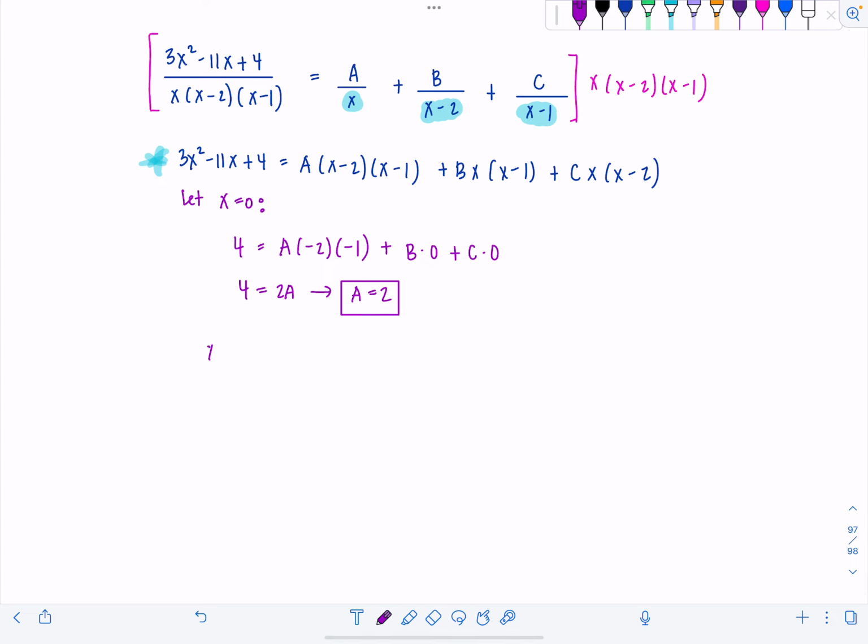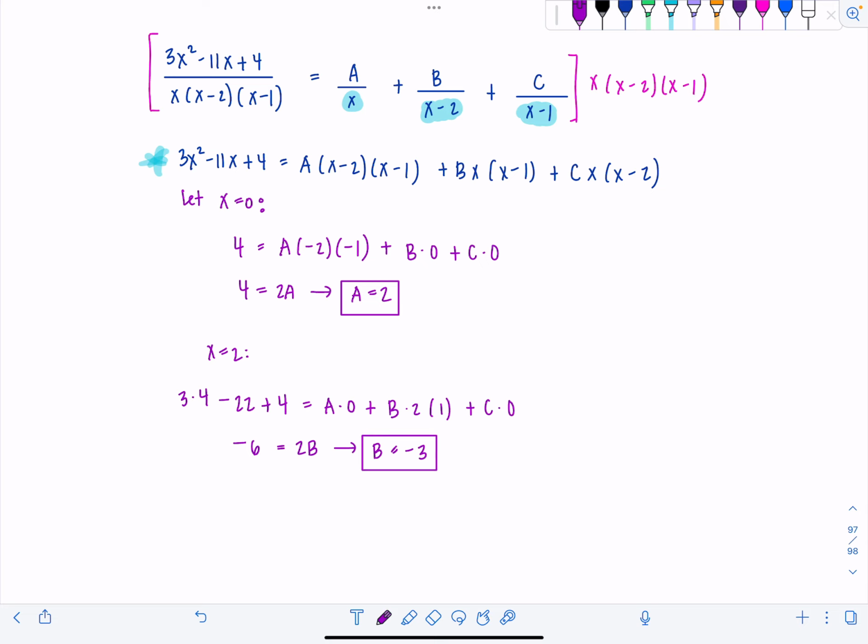So now we're going to let x equal 2. A little more work. On the left-hand side, that's going to be, let's see, 3 times 4 minus 22 plus 4, equals A times 0 plus B times 2 times 1 plus C times 0. So on the left now we have 12 minus 22, that's negative 10, plus 4 is negative 6 equals 2B, so B is negative 3.